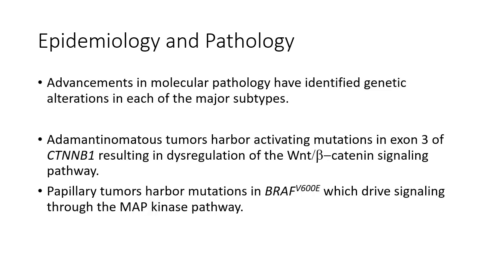Beyond histology, advancements in molecular pathology have identified unique genetic alterations in each of the major subtypes. Adamantinomatous tumors harbor activating mutations in exon 3 of CTNNB1, resulting in dysregulation of the Wnt beta-catenin signaling pathway. Papillary tumors harbor mutations in BRAF V600E, which drive signaling through the MAP kinase pathway.